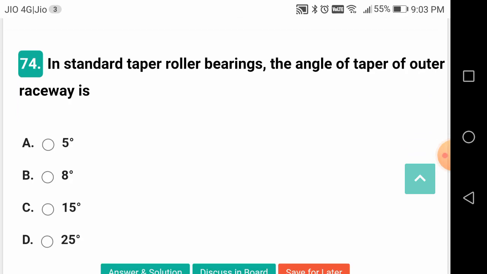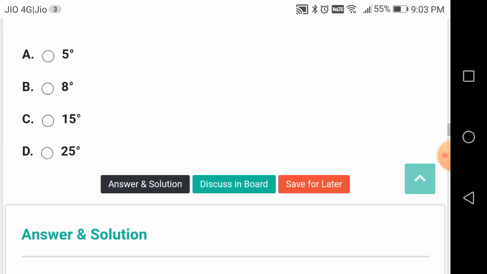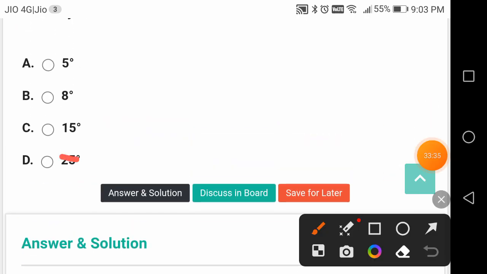In standard taper roller bearings, the angle of taper of the outer raceway, how much is it? 25 degrees.